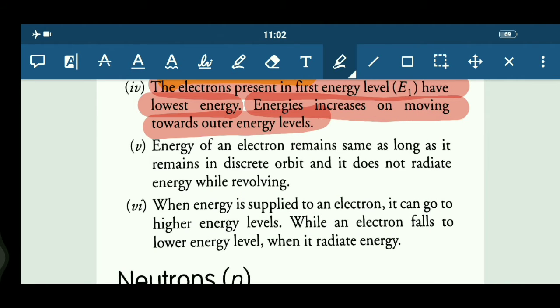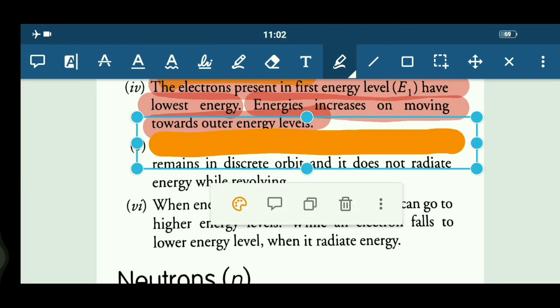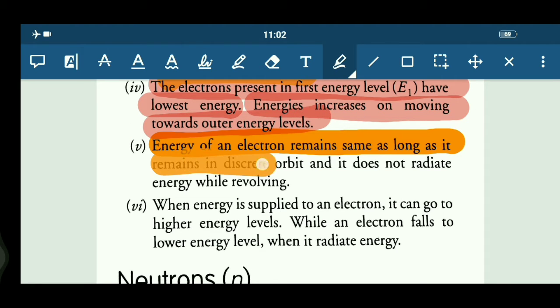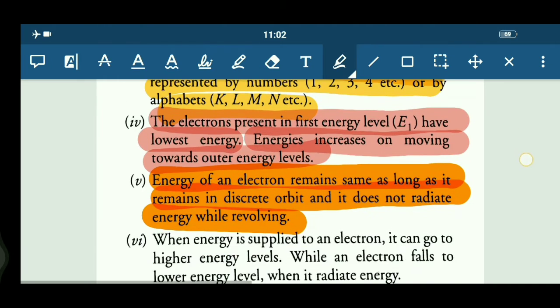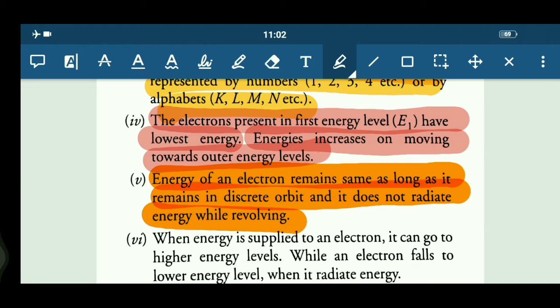Now children, the energy of an electron remains the same as long as it remains in a discrete orbit, and it does not radiate energy while revolving. So when the electrons are revolving, they are not radiating energy, because the energy of an electron is always the same as long as it remains in a discrete orbit. When it changes its orbit, the energy level is different.